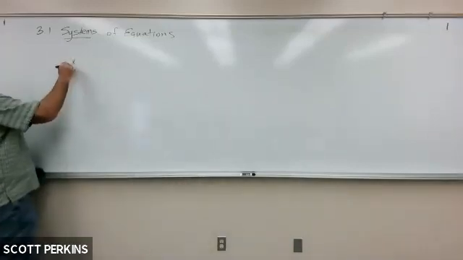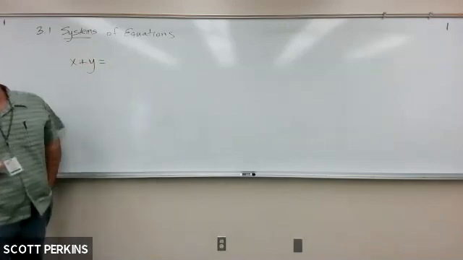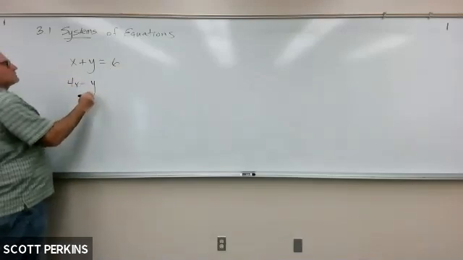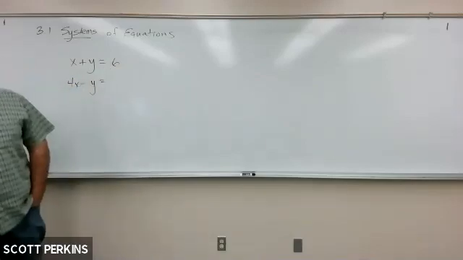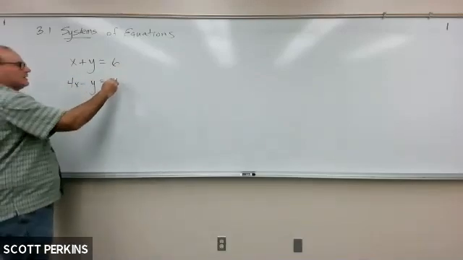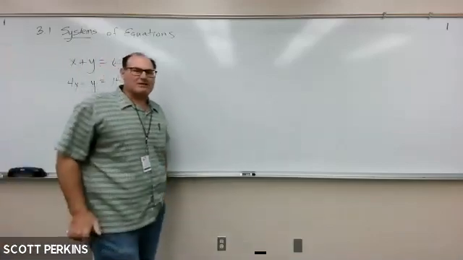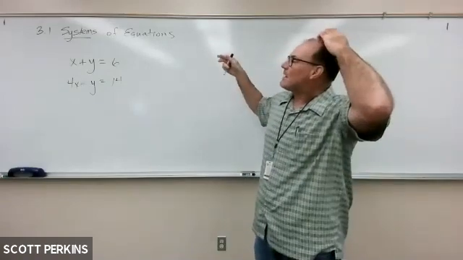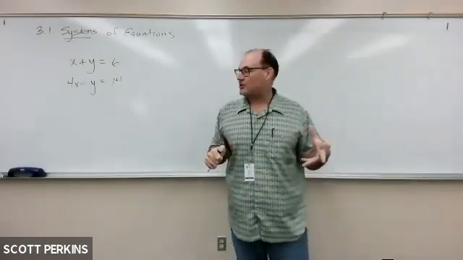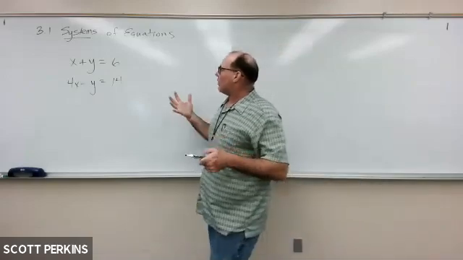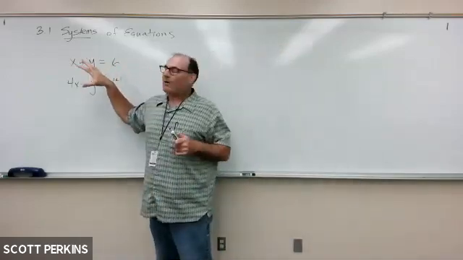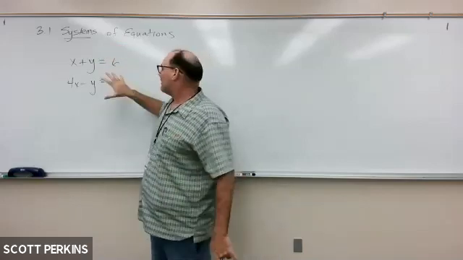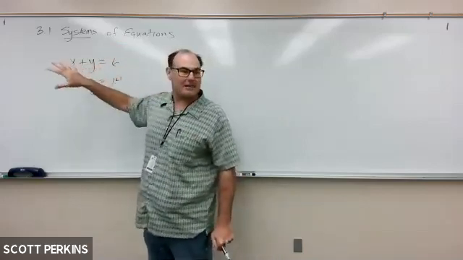It looks like this. x plus y is equal to 6. And then 4x minus y is equal to 14. So it's called a system of equations. Notice what makes it a system. The reason we call it this is because there are two equations. And when we solve a system, what we want to know is, is there an x and a y value? Is there an ordered pair that solves both at the same time?